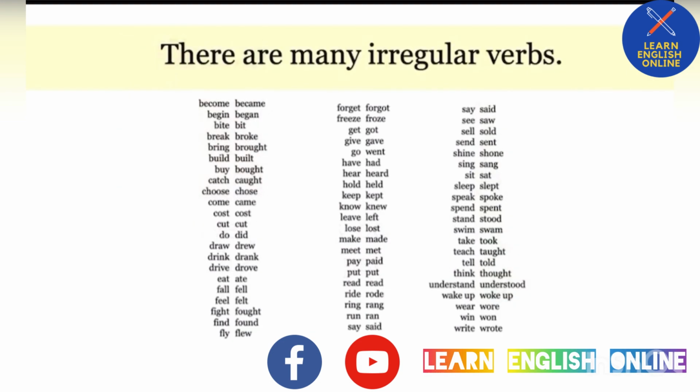There are many irregular verbs in the simple past. This list shows a lot of them, but there are more. You learn them as you learn English.